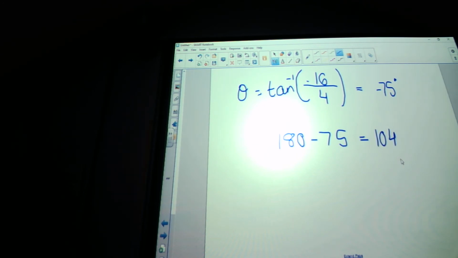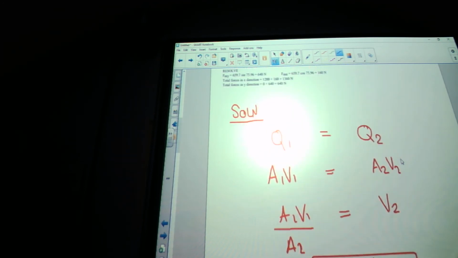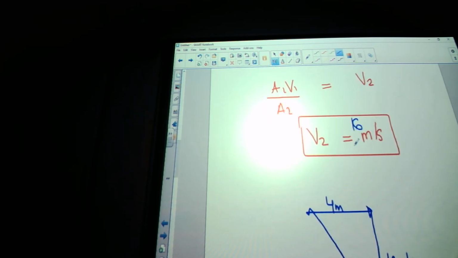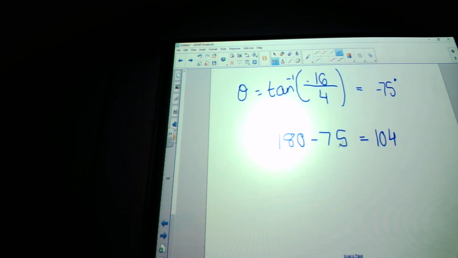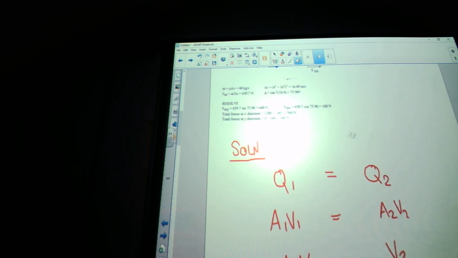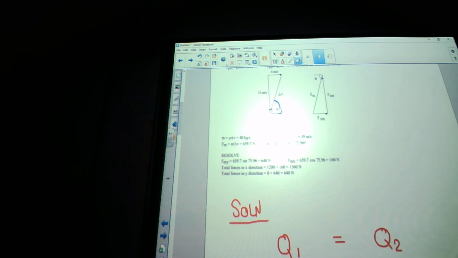104 degrees. Let me see if that looks right. Because that doesn't look like it's 104. No, that's fine. Rather than doing that, 104 is from the other side. So we do minus 75 and we just measure it in a clockwise direction. So we don't have to do this bit. Minus 75 degrees is the angle. Minus means I have to go clockwise.